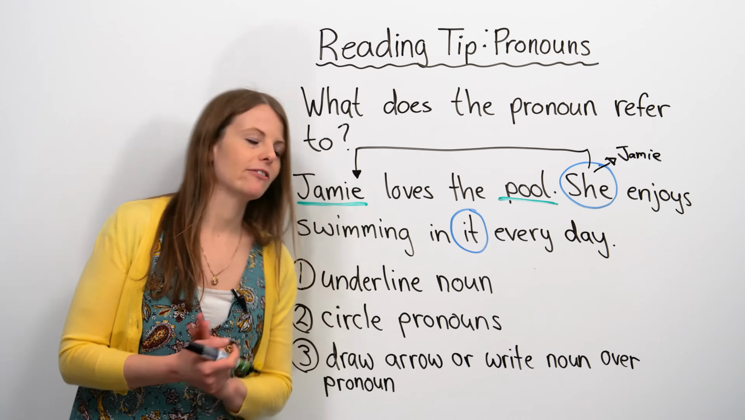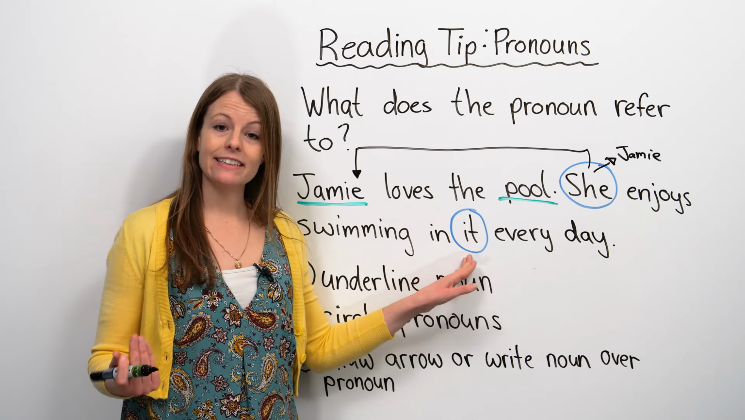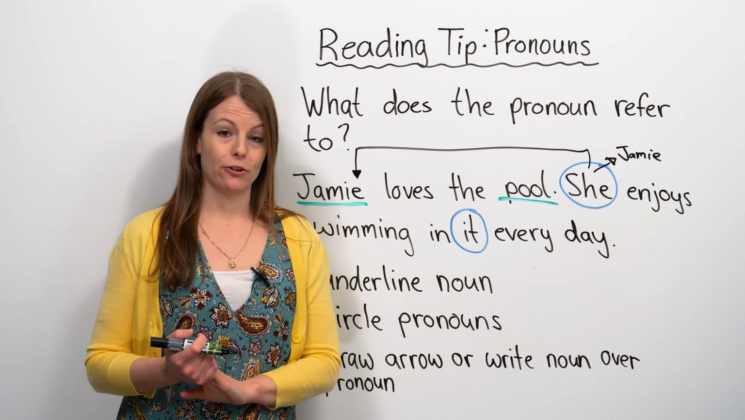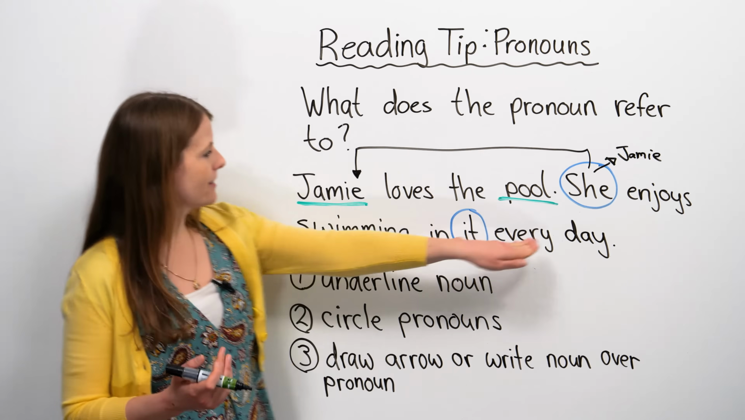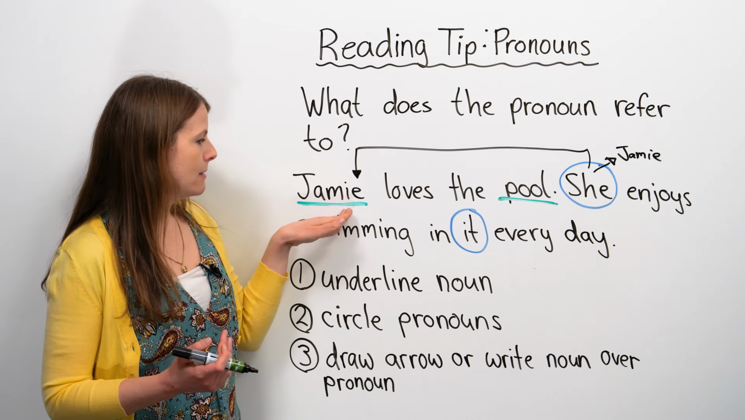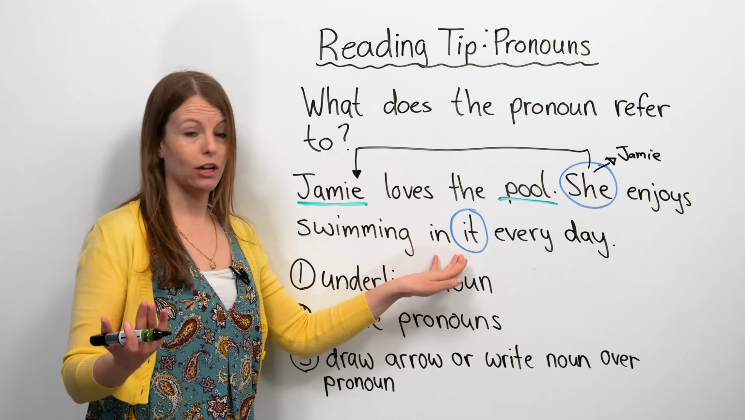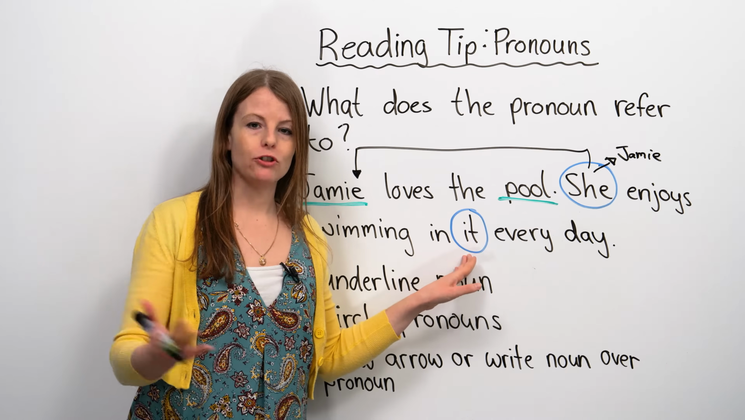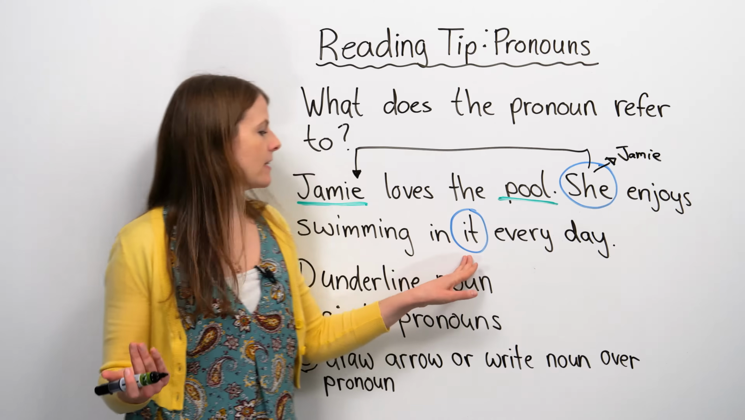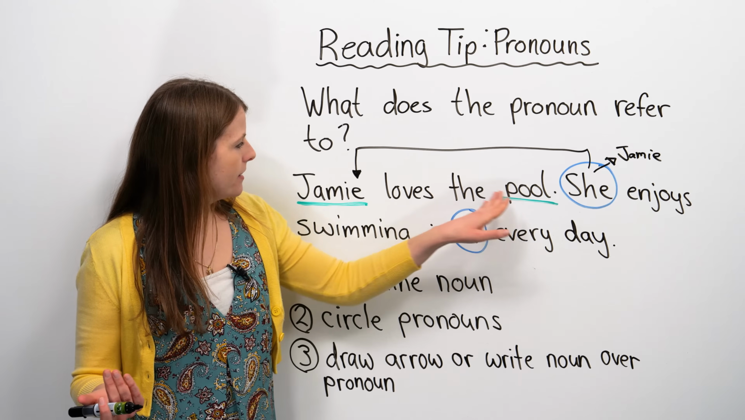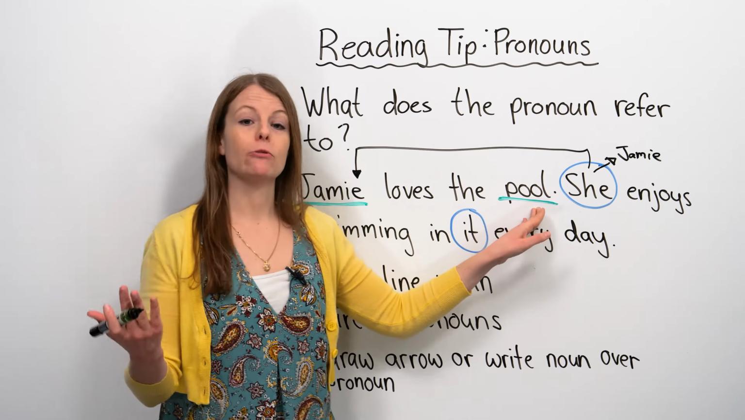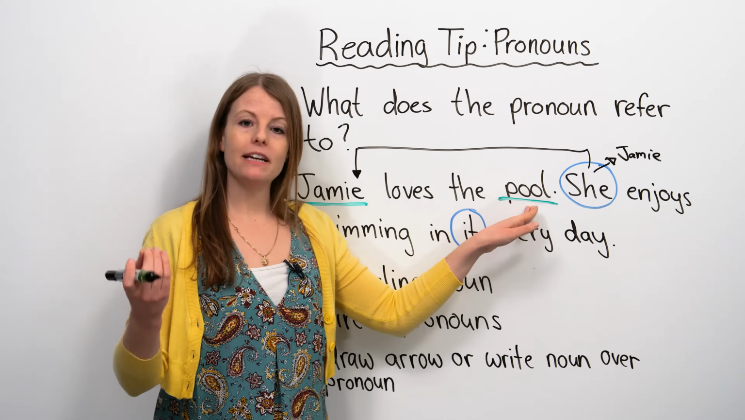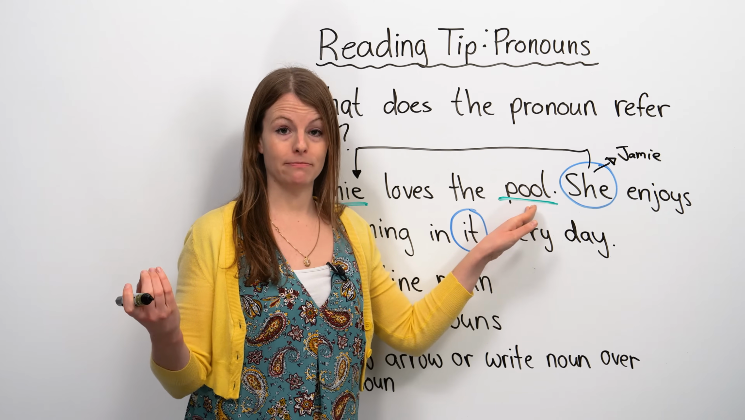Now I have my second pronoun, it. So I've circled it, and now I have to ask myself the question, what does the pronoun it refer to? Well, if I go back to the sentence before, Jamie is not an it. We already figured out it's a she, and it is used for usually objects or ideas. Loves is a verb. Pool. Pool is the other noun we're looking at. So it must be the replacement for the word pool.